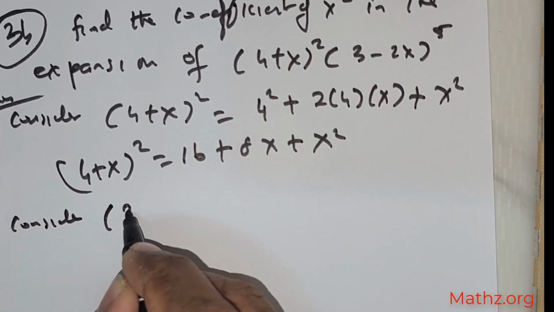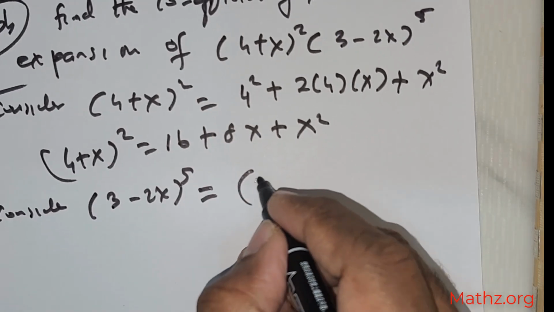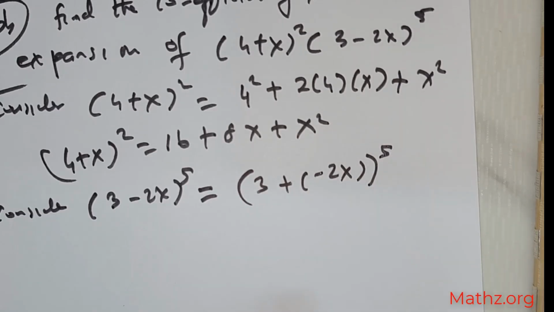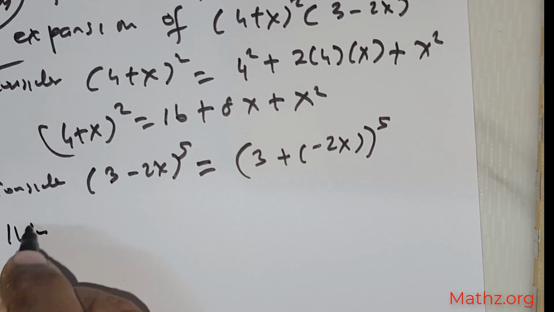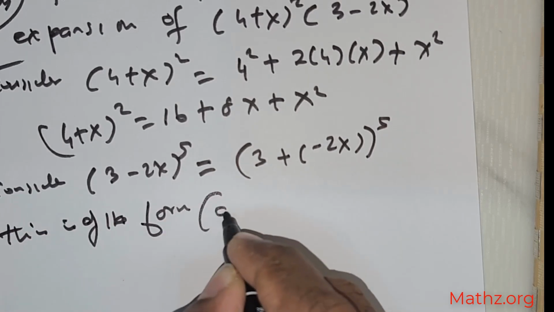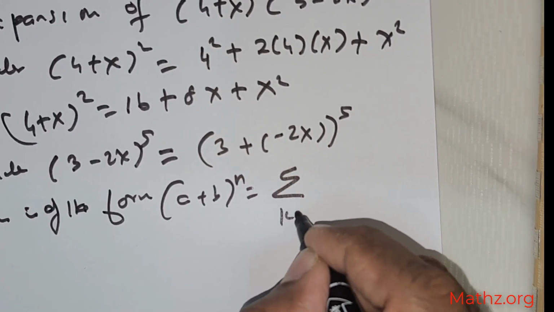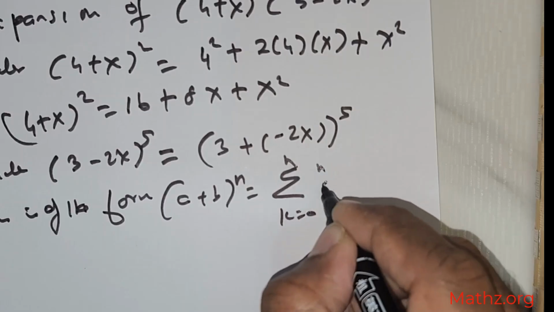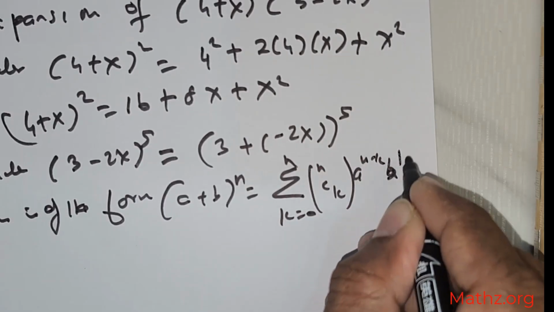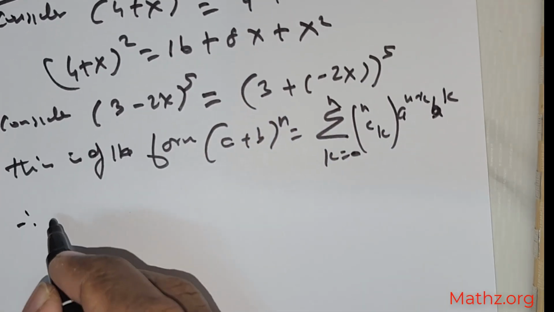Consider 3 − 2x raised to the power of 5. I'm going to rewrite this as 3 + (−2x) raised to the power of 5. Now this is of the form (a + b) raised to the power of n, which has an expansion as the sum from k = 0 to n of nCk a^(n−k) b^k. So using that, what do we get?